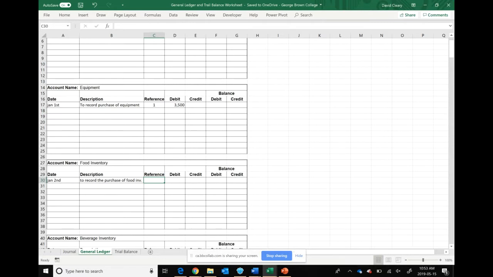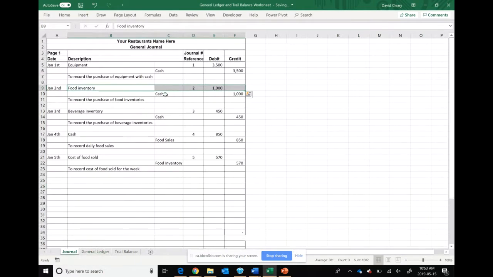Okay. The reference number was 2, and we were debiting or crediting it. Debiting it by 1,000. Perfect. Done. So now we go back to the journal. We find the next line in the transaction. So same date, same transaction, journal reference number 2. We are crediting cash by 1,000.